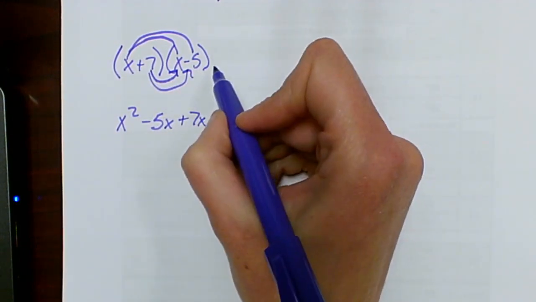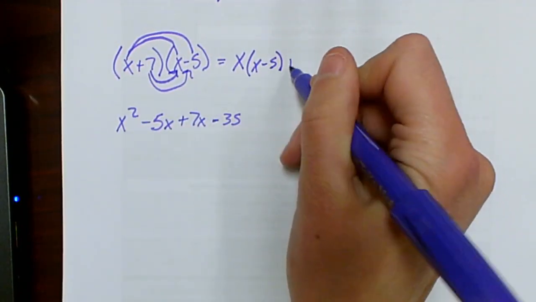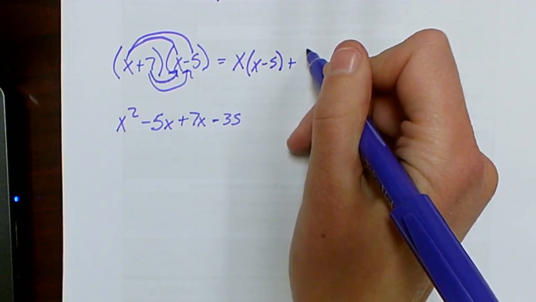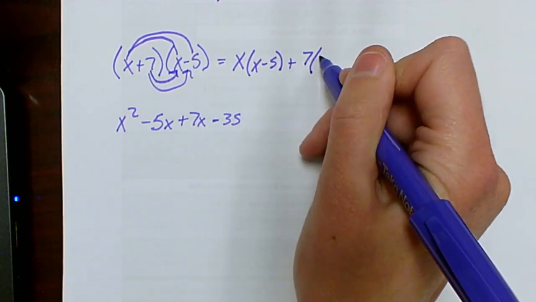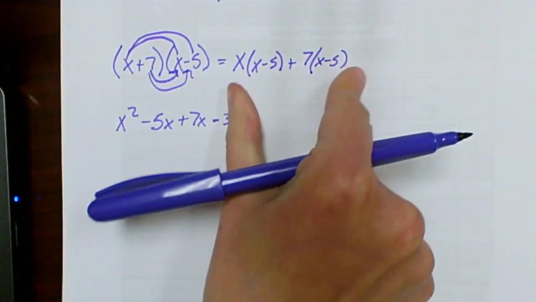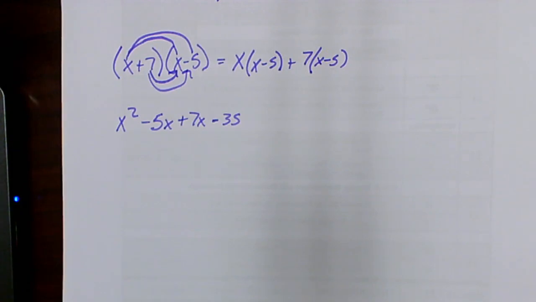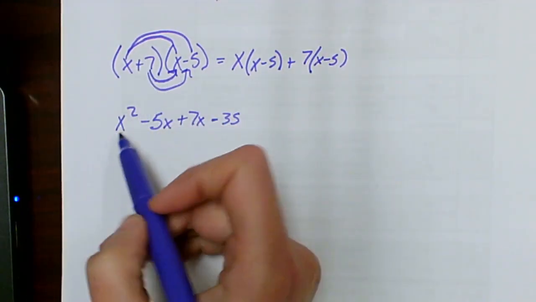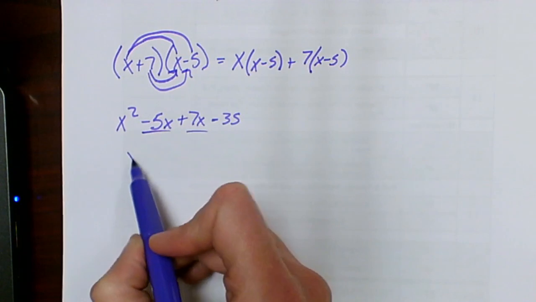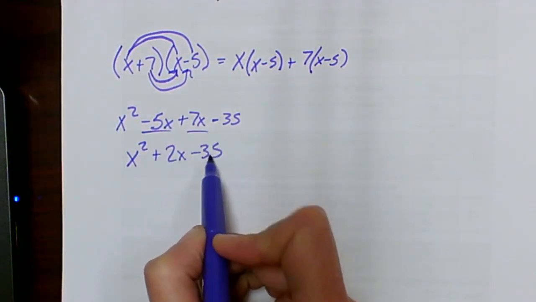And if you need to, you can always say we're going to take x times x minus 5 plus 7 times x minus 5. And if you do that, if you have to write it out, you will always get what you need instead of just only relying on the arrows. Add like terms, so we get x squared plus 2x minus 35.